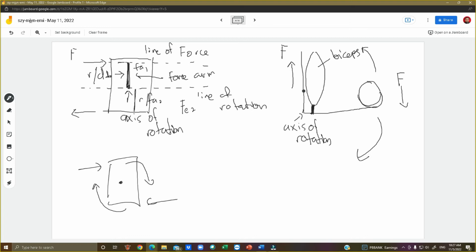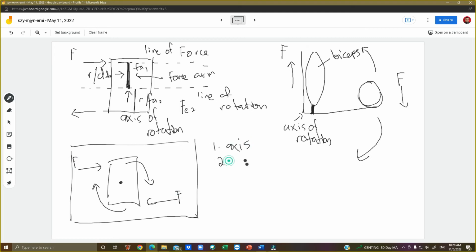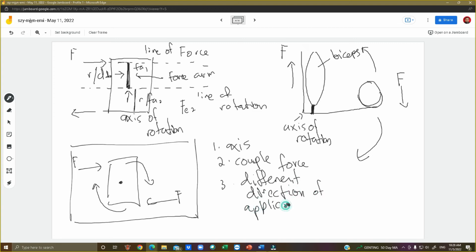Dapat tangkap? Macam kurang, sir. Oh, macam kurang. Can you understand this diagram yang bawah ni, buku ni? Satu force here, satu force there. Dapat kan? Okay. So concept of torque, first you need to have axis. 2, you need to have couple force. 3, different direction of application. 3 benda ni je.